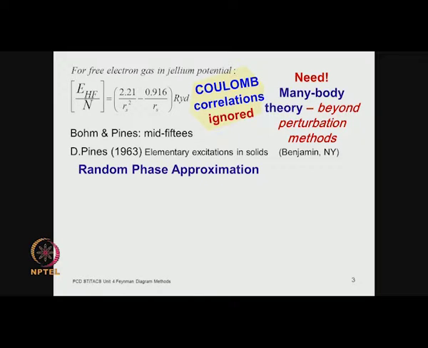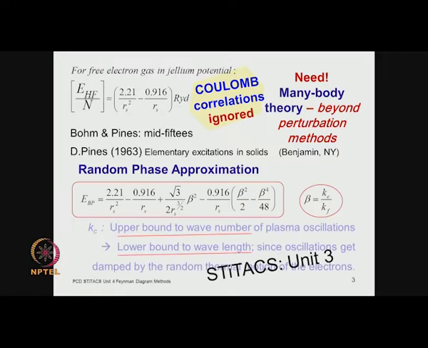It is due to Bohm and Pines, which was developed in the mid 50s of the previous century, very nicely described in the book by David Pines, Elementary Excitations in Solids, and it gives you a result beyond the first order perturbation theory. It gives you a correction, and we have discussed some of these results in unit 3.